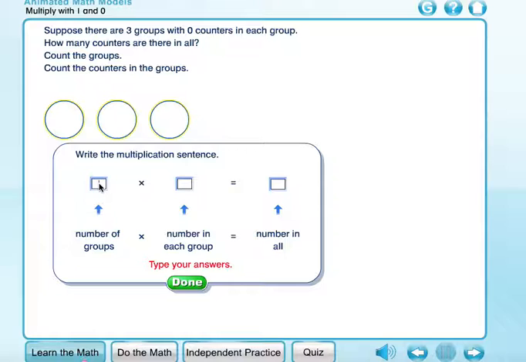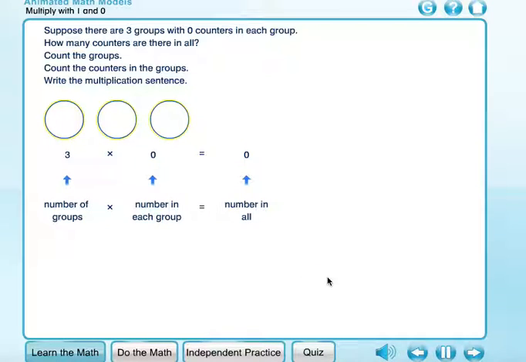All right, it's our time now. We've got number of groups. We have 3 groups. How many counters in each group? Zip, 0. So how much is that in all? Well, the zero property says anything times 0 is 0. And look, there's none in these counters. There's no counters in these models. So that's a big 0. So 3 times 0 should be 0. That's right. These are the correct answers. 3 times 0 equals 0. So there are 0 counters.